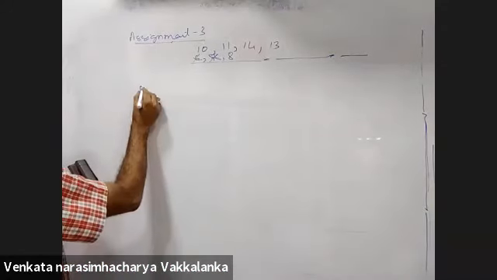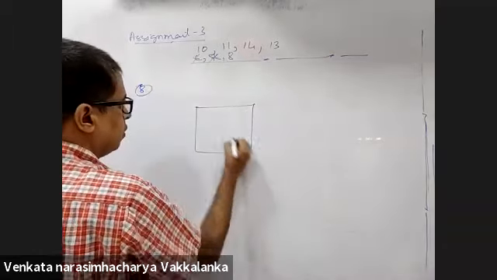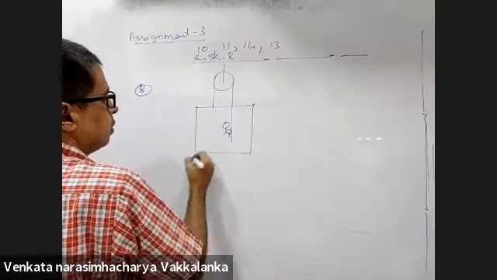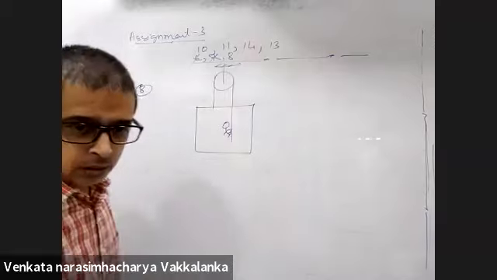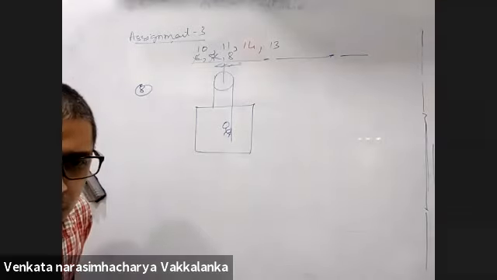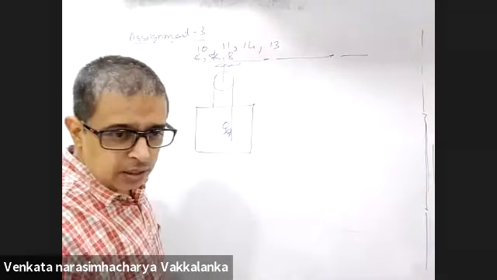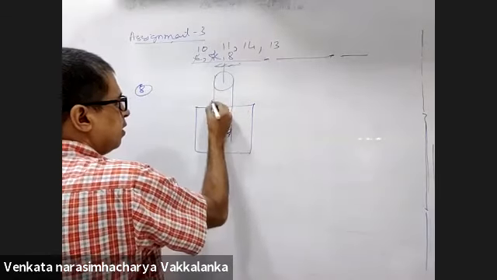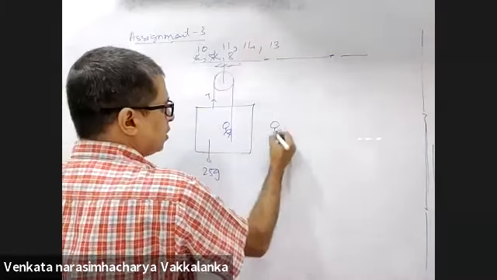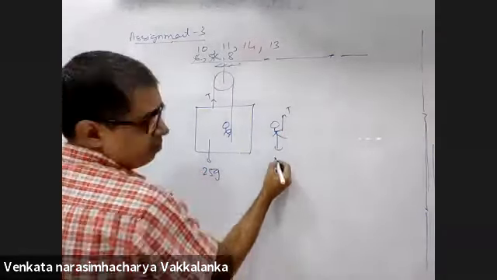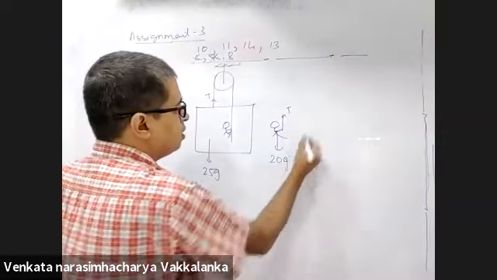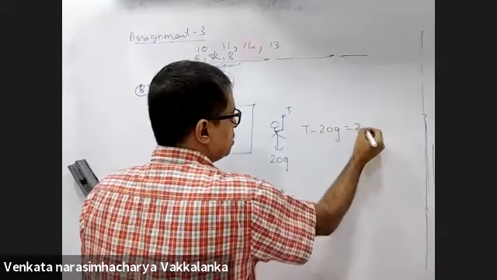Eight. Figure shows a uniform monkey of mass 20 kg climbing up the rope to balance the cage of 25 kg. What is the acceleration? The tension should be 25 g. As far as the monkey is concerned, this is T. Not a fair doubt here. What is the mass of the monkey? 20 g. T minus 20 g is 20 into a.